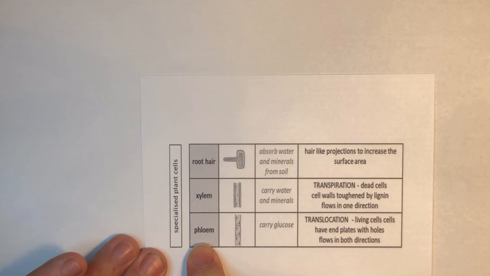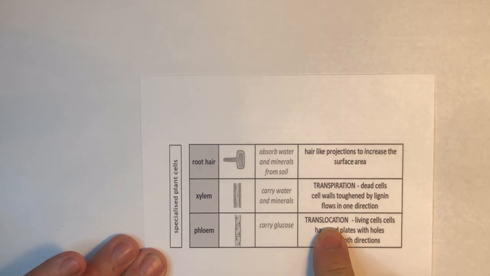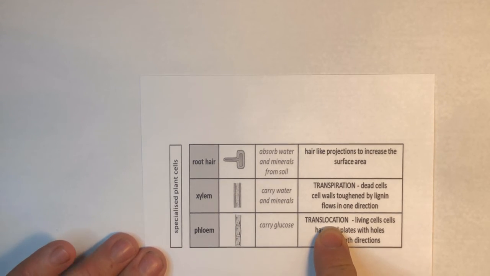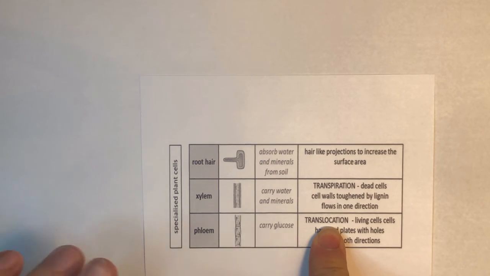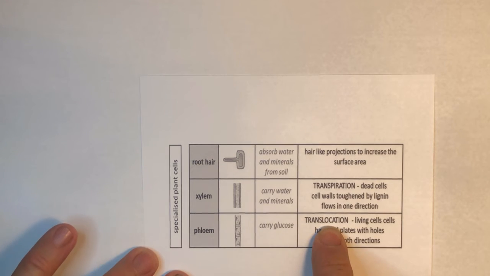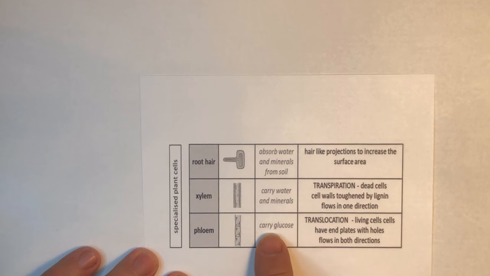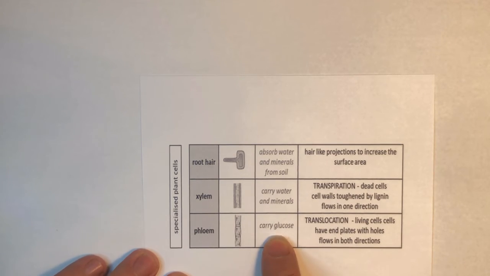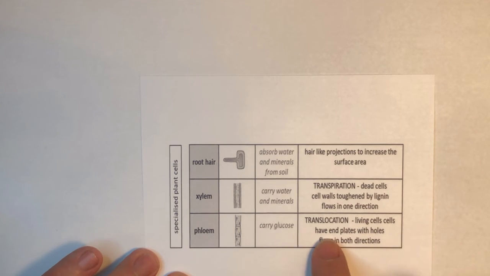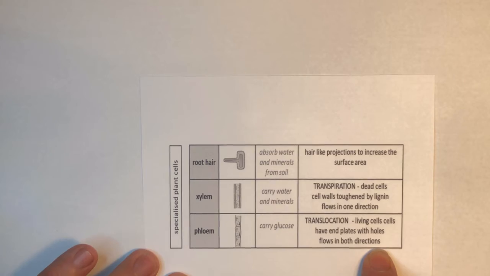Phloem, that's got a much more complicated, and this is called translocation. And if you think translocation, trans means kind of moving around. Location is moving around where it is, the location of it. And what this does, it carries the glucose. So when the glucose is made in the leaves by photosynthesis, the phloem then transports it to all the parts of the plant that need it. They're living cells, the cells have end plates with holes and they flow in both directions to transport the glucose around.